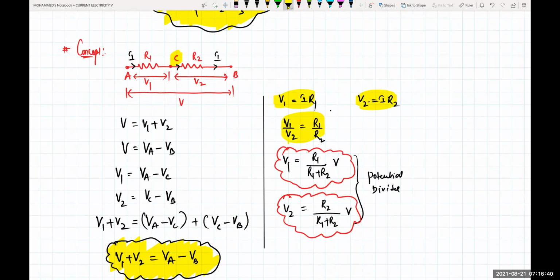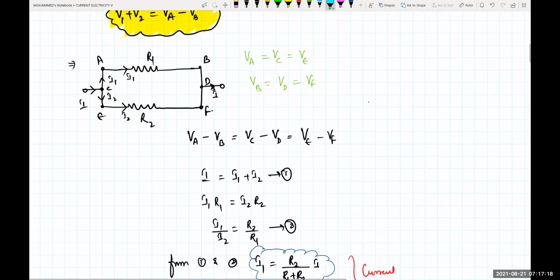Okay, so if I simplify this one, I'll be getting the relation as V1 is equal to R1 divided by R1 plus R2 into V. This I told you even in the resistor, series and parallel. In the same way, V2 will be equal to R2 divided by R1 plus R2 into the common potential V. If I need the value of V1, take its own resistance R1 divided by total resistance into total potential. And V2 is equal to the resistance R2 divided by total resistance into the potential V. So this will be your potential divider. Clear?